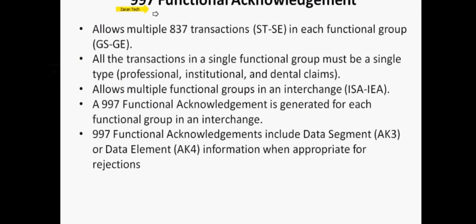In the older version it's called 997, in the newer version it's called 999. So please don't get confused here. All right, then 997 functional acknowledgements are generated for each functional group in an interchange. The functional acknowledgements include the data segment AK3. AK3 is just the name of the segment in which you get back an acknowledgement, and the data element AK4 information when appropriate for the rejection. Okay, so there's an acceptance and a rejection.